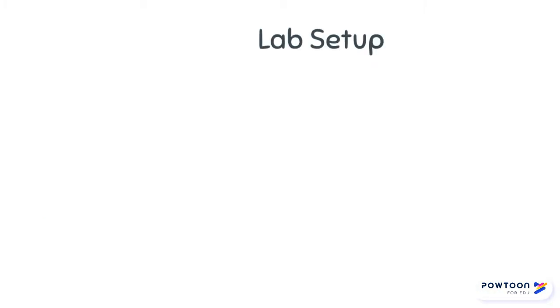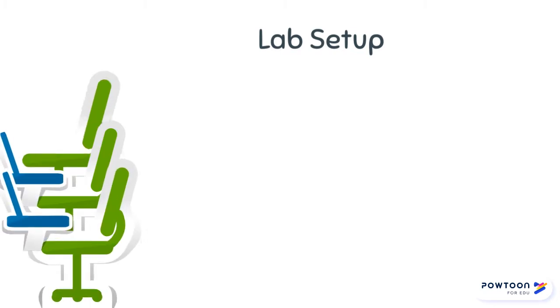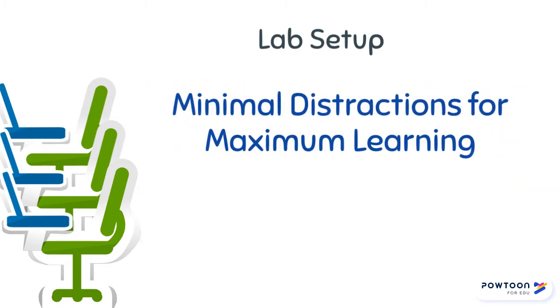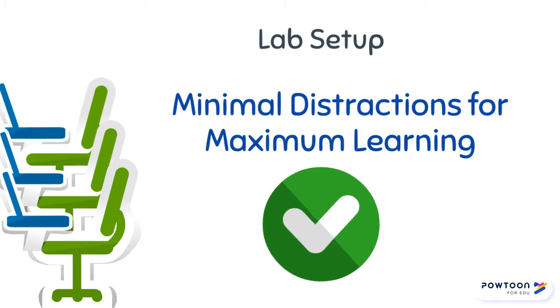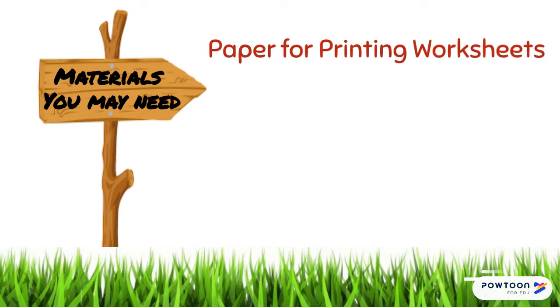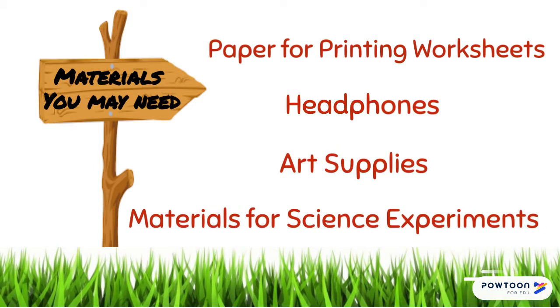Elementary classrooms are set up in a variety of ways. Your lab may be a center or station in the classroom or a separate computer lab. Whichever you choose, please provide a computer area with minimal distractions for maximum learning. Other materials needed are printing paper and headphones. Specific courses may require other materials. For example, supplies for art class or materials for a science experiment may be required.